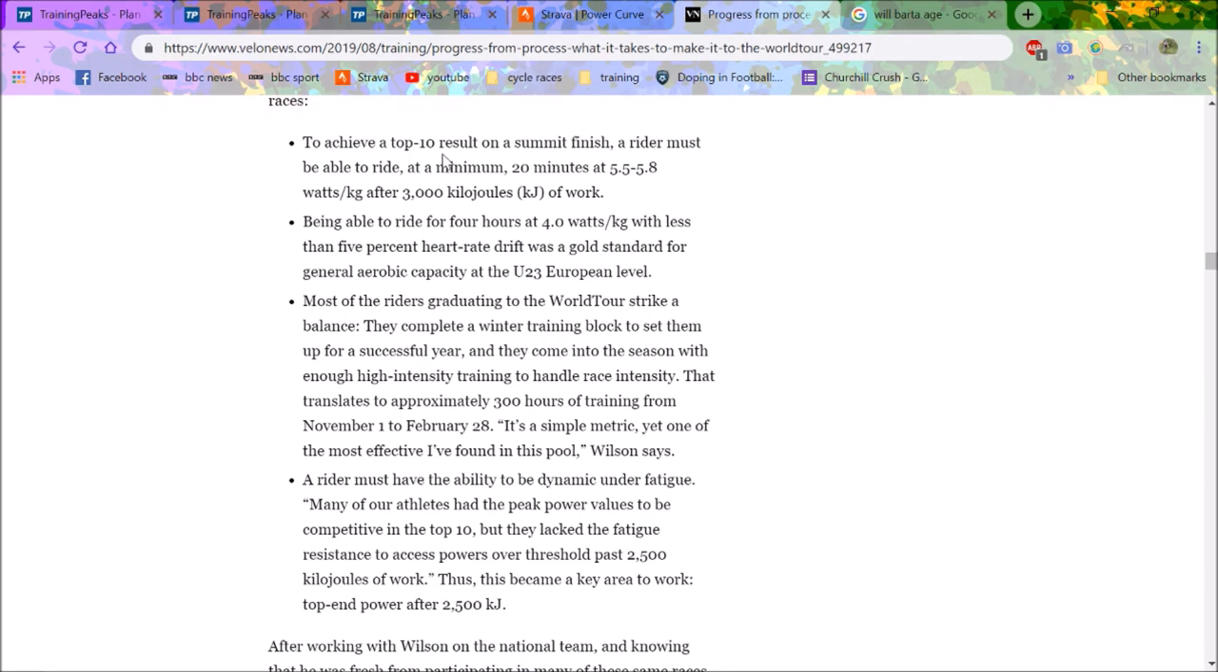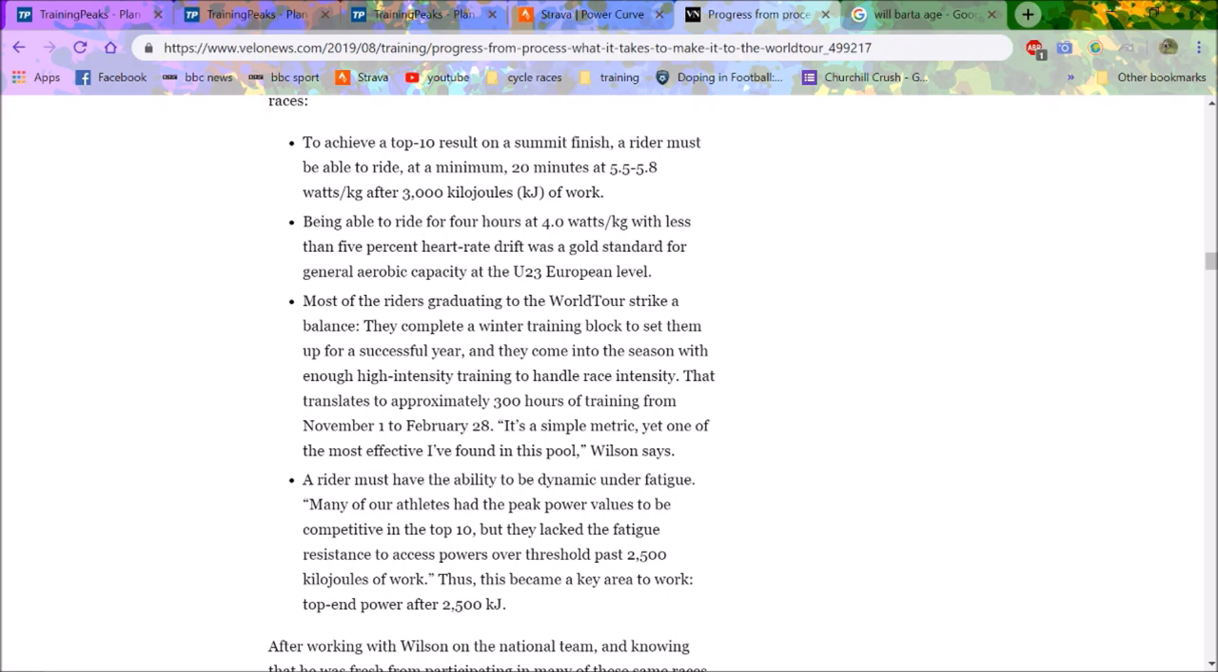So top 10 result on a summit finish in a decent under 23 race, aka Tour de l'Avenir. Rider must be able to produce at minimum 20 minutes at 5.5 to 5.8 watts per kilo after 3,000 kilojoules of work. So that's saying basically how many calories you're going to burn before 4 hours at 4 watts per kilo, less than 5% heart rate drift.